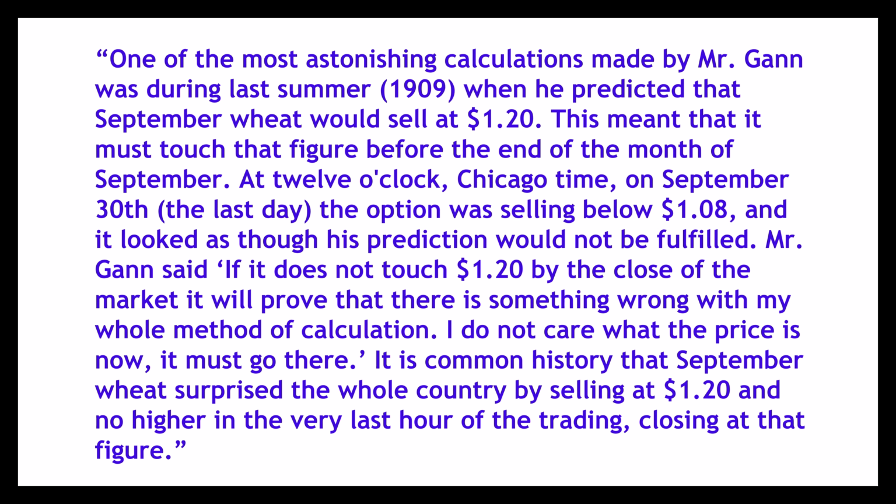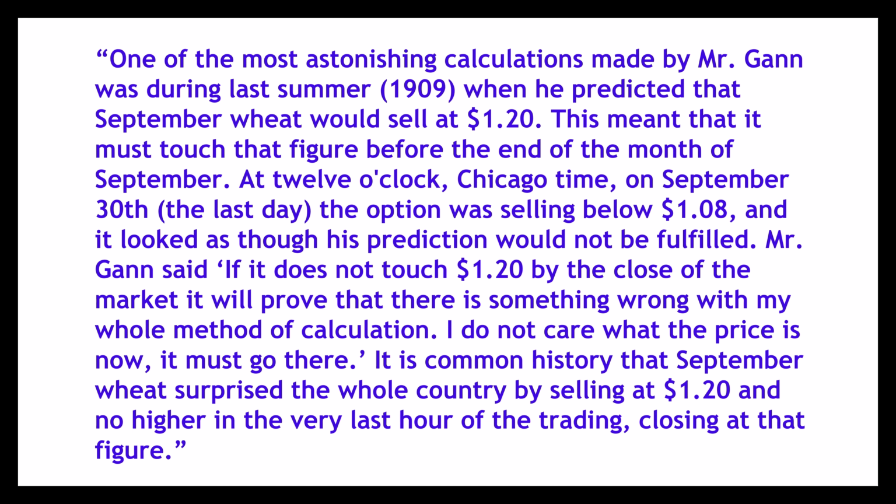Mr. Gann said, "If it does not touch $1.20 by the close of the market, it will prove that there is something wrong with my whole method of calculation. I do not care what the price is now, it must go there." It is common history that September wheat surprised the whole country by selling at $1.20 and no higher in the very last hour of the trading, closing at that figure. Now that's an amazing call.